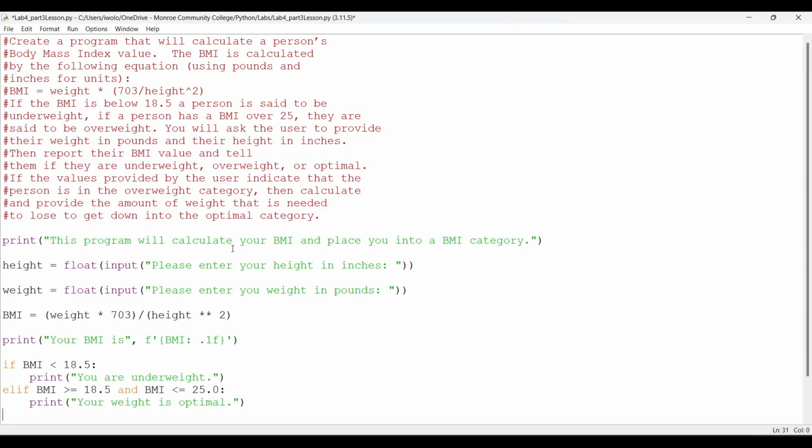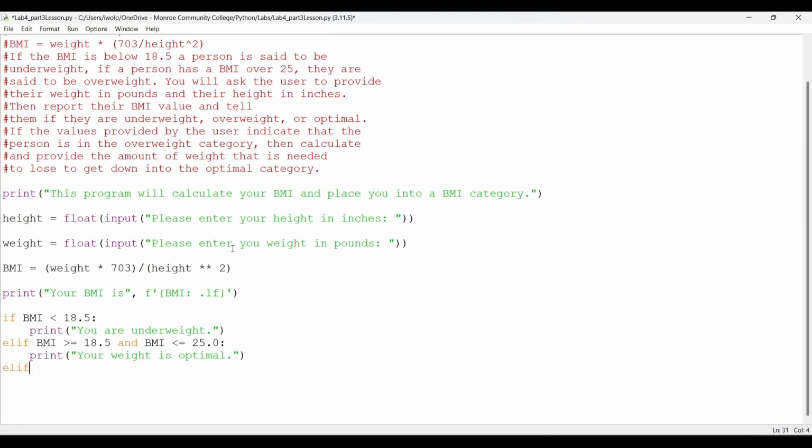Right now, we want to do another elif. So we're going to say if BMI is greater than 25, then what we want to do is, one, print that they're overweight, but then we also want to do the calculation of how much weight they're going to need to lose in order to get into the optimal category. So first thing we're going to do is print you are overweight.